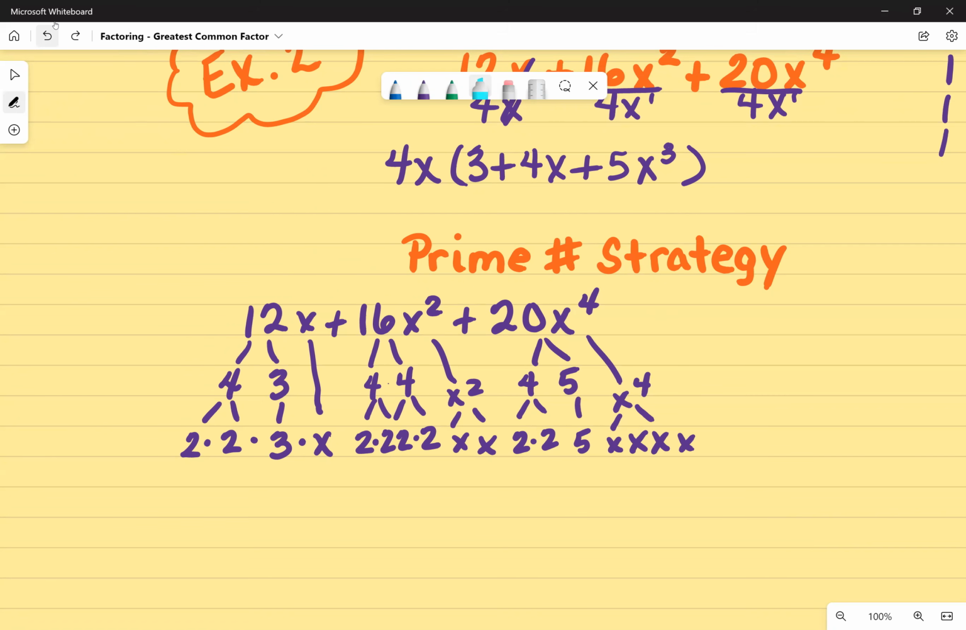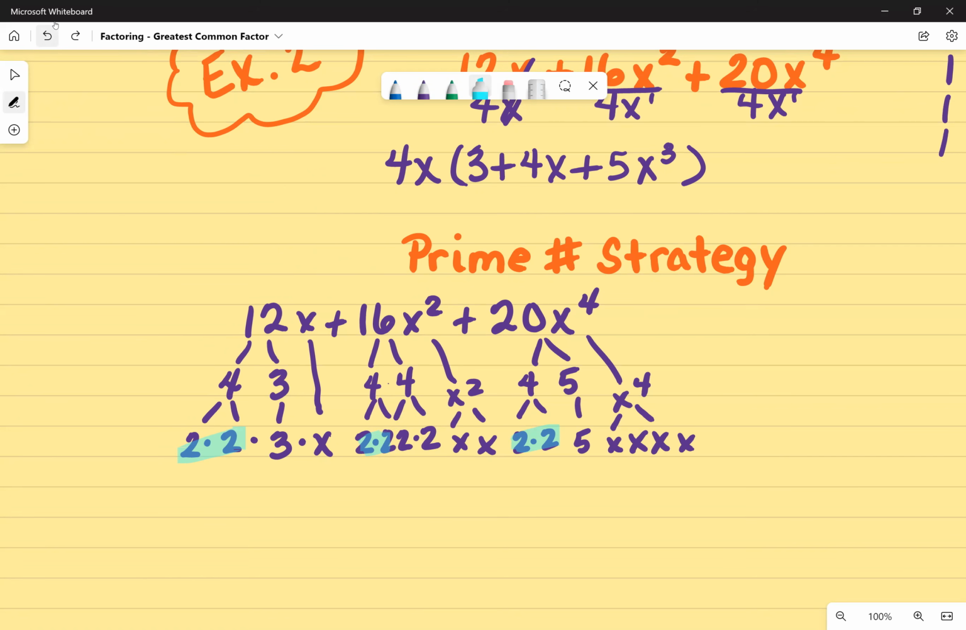So for the first one, I see that they have a pair of 2's. The 16 also has a pair of 2's. And then the 20 has a pair of 2's. Now, don't try to grab this one because that would mean that the other 2 would also have to have another set of 2's, and they don't.